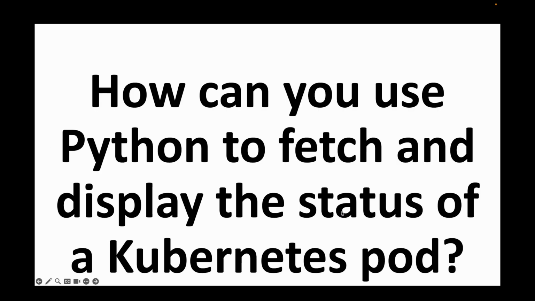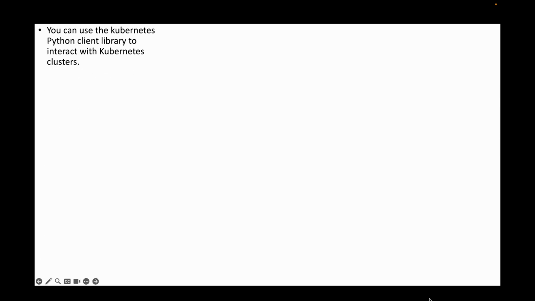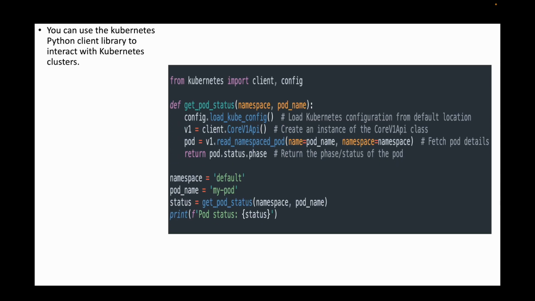The next question we have is, how can you use Python to fetch and display the status of a Kubernetes pod? For this, we can make use of the Kubernetes Python library, which can be used to interact with the Kubernetes cluster. So here is the example script that we have.